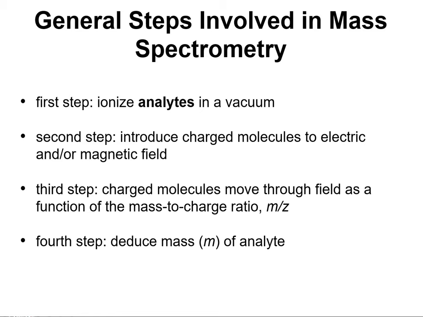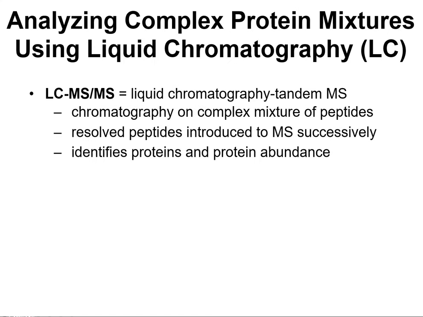Then those charged molecules move through the field as a function of their mass to charge ratio, or the M over Z. And then after that, you can deduce the mass of your analyte. Again, we're not going to go into detail about how to do all those things. We will talk about combining liquid chromatography, which is what we talked about with all of the affinity columns and the ion exchange and things like that. You can use liquid chromatography along with mass spectrometry.